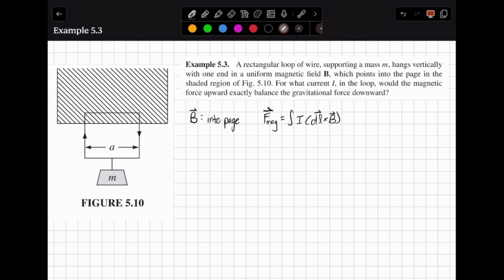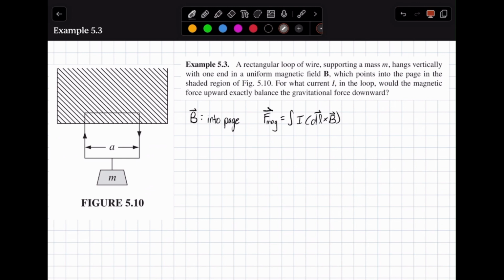In this video, I'll be solving example 5.3. I'm going to pause to read. And essentially, we have this hanging mass M that is being supported by the uniform magnetic field and the current, which produces some magnetic force upwards. And we have the gravitational force downwards, and we want to find at what current in the loop would the magnetic force exactly balance the gravitational force downwards.